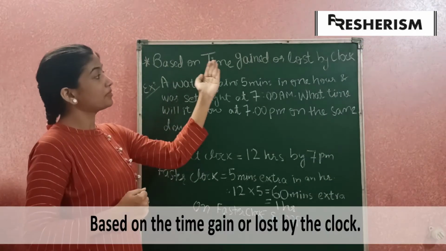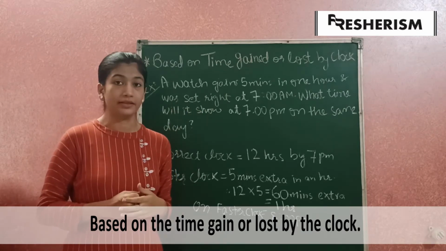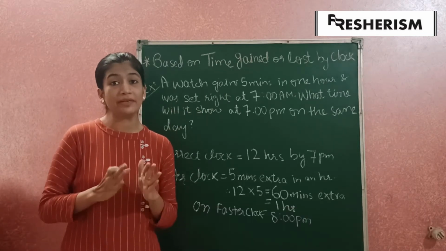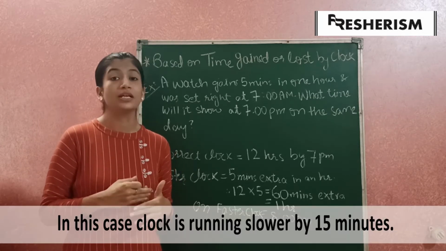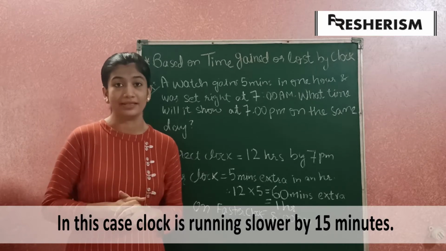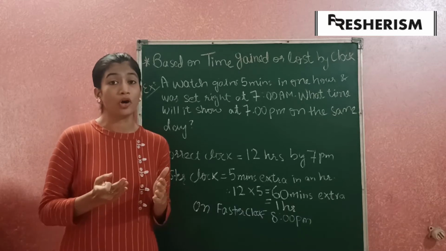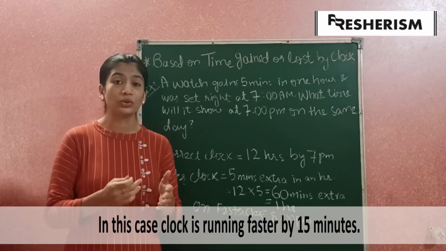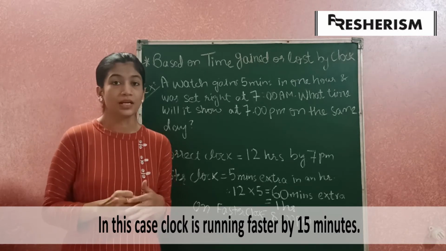Based on the time gained or lost by the clock. The same concept I have explained earlier. Suppose the actual time is 7 but in the clock it is shown as 6:45. So we can say that the clock is running slower by 15 minutes. Suppose the actual time is 6 but the clock shows 6:15. So we can say that the clock is running 15 minutes faster.